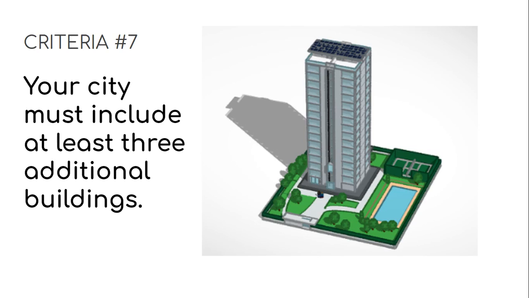On to criteria number 7. Your city must include at least 3 additional buildings. So we already talked about including things like a hospital, a school, and some others. You need to have at least 3 additional buildings. This is really up to you. You can decide what you want to include. Maybe you want to include a restaurant or an office building or something like that. But you should have at least 3 additional buildings in your city.